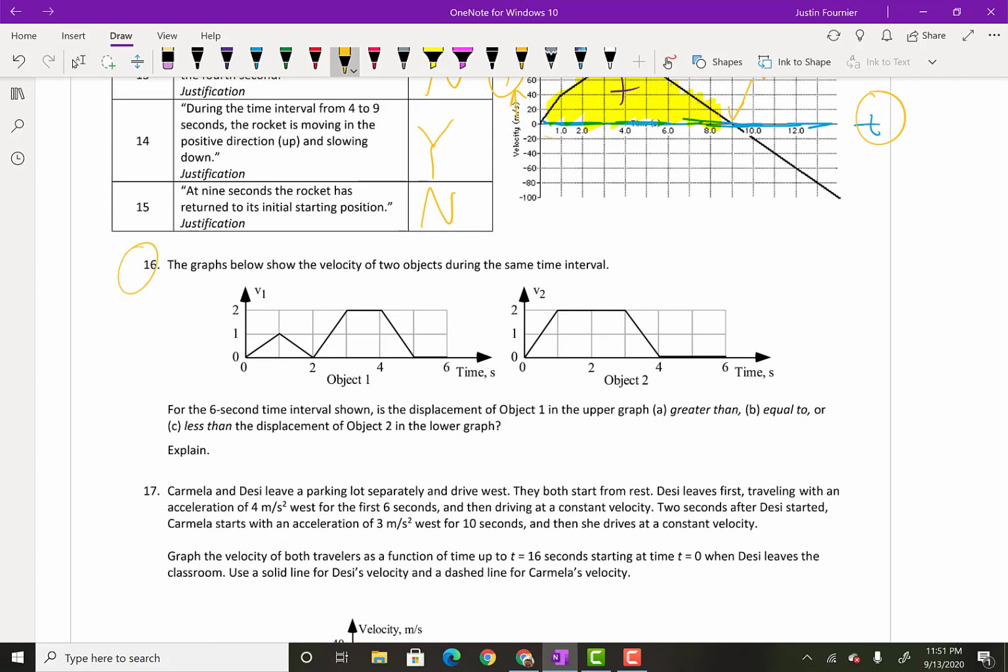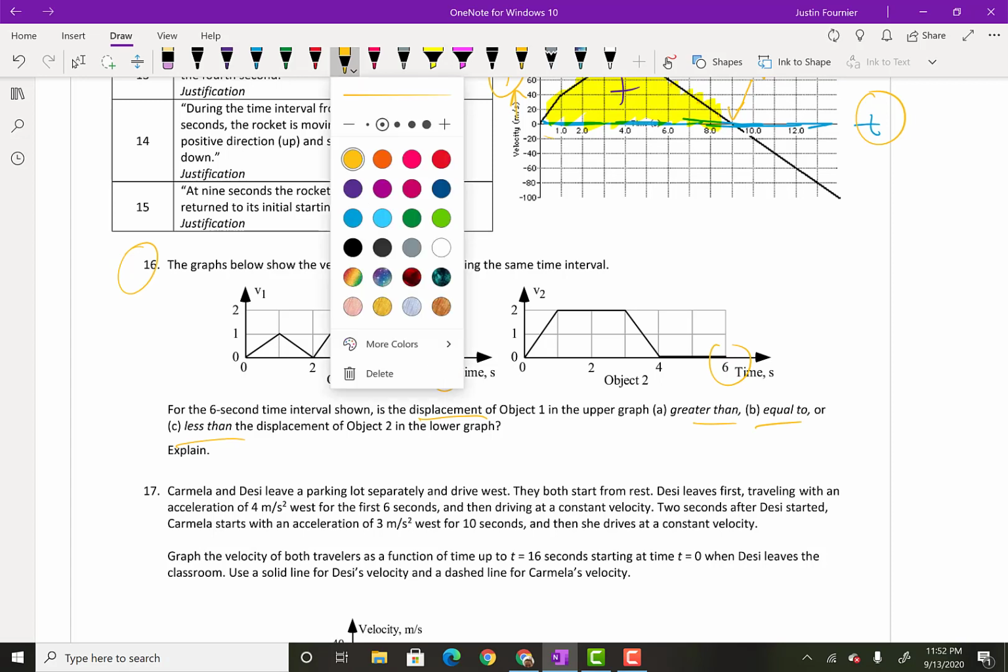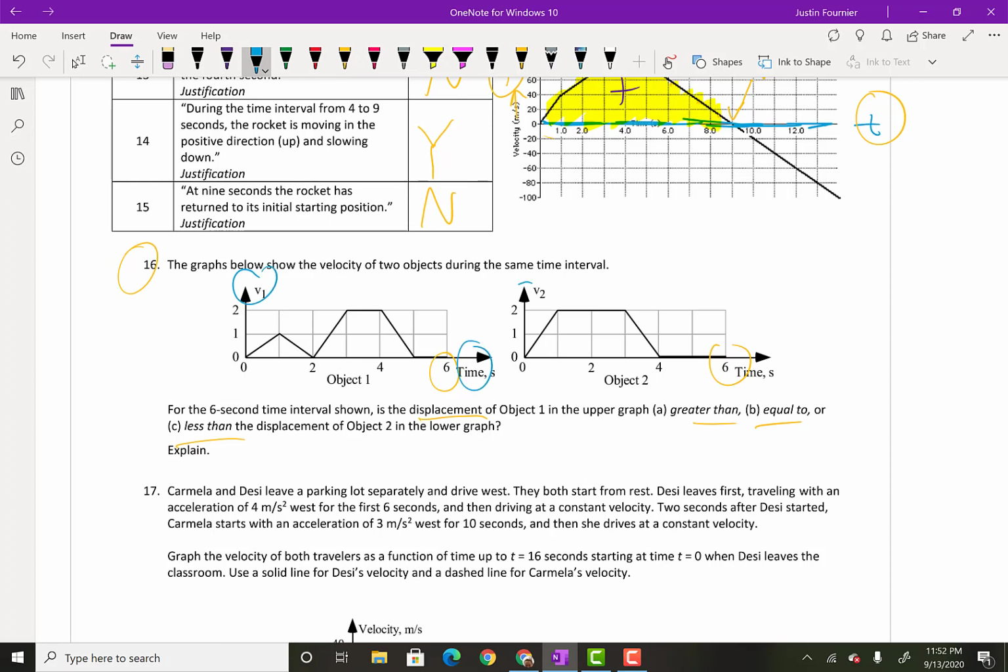So for this one here, it says we got graphs of velocity versus time again. And it says for the 6 second time interval shown, so both of them go up to 6 seconds, is the displacement of object 1 in the upper graph greater than, less than, or equal to the displacement of object 2? Well, let's see, it's a velocity versus time graph. And how do I get displacement from a velocity time graph? Well, displacement for a v versus t graph is the area under the graph.